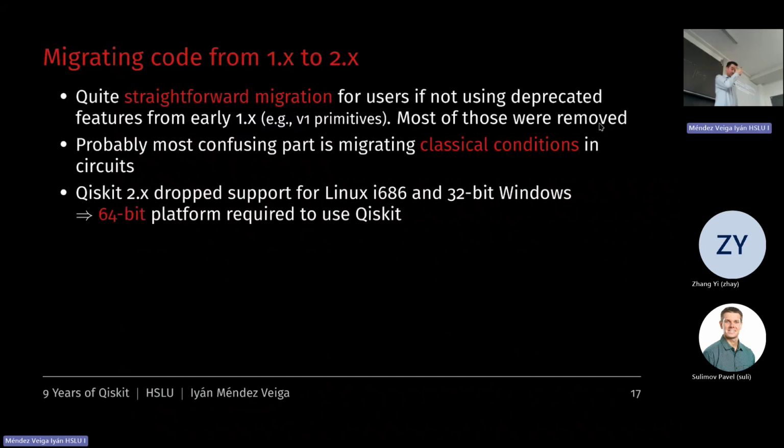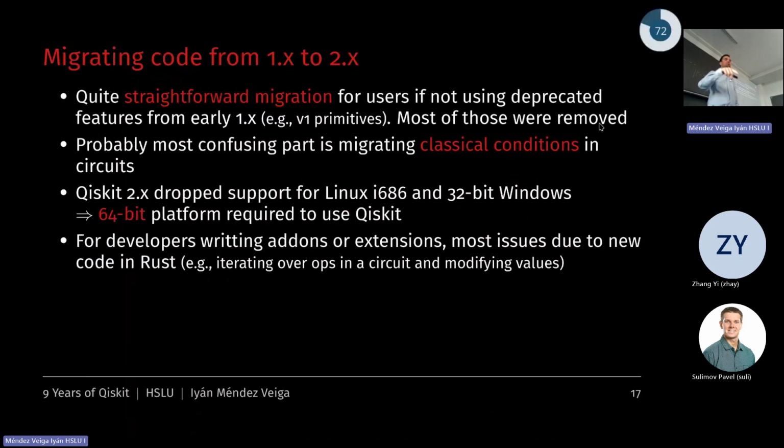Also important for some students with old laptops: they dropped support for 32 bits, both on Windows and Linux. So now you need a 64-bit platform to run Qiskit. I think this was due to Rust.